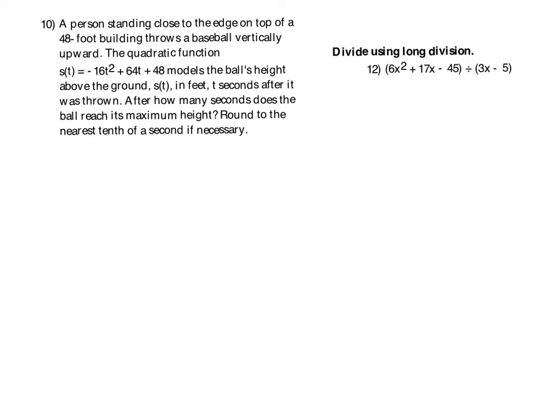A person standing close to the edge of a 48-foot building throws a baseball vertically upward. They're just explaining where the equation came from. You can ignore all that. So they give you the equation and tell you that that models the ball's height. So this is height, negative 16.